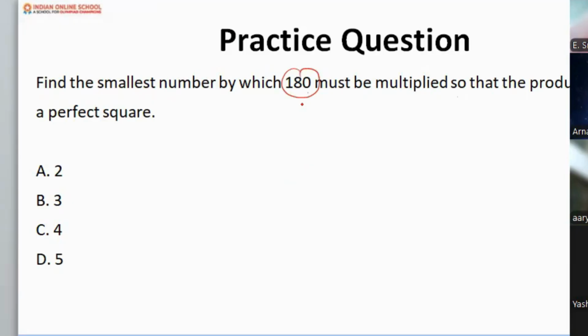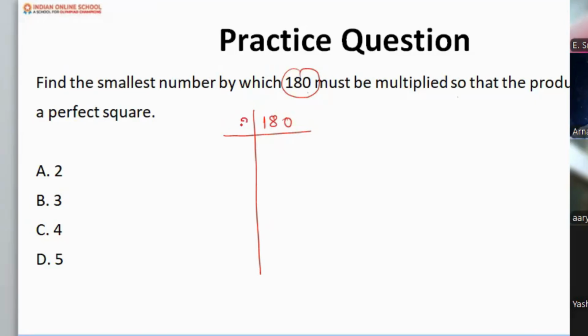Ma'am, I didn't understand properly the last one. No worries. Let's do this. That is only the prime factorization, nothing else. Let's do the prime factorization of 180. Do you know now how to do the prime factorization? Yes, ma'am. Excuse me, ma'am, I got the answer.